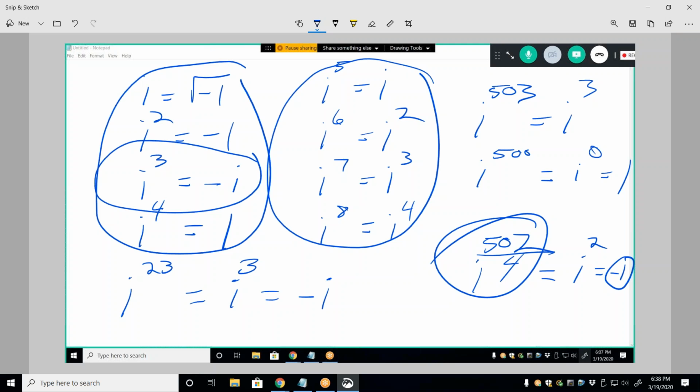Okay. All you really have to remember is this part right there. In other words, every I to the power of something will be replaced by what I have in red. It'll either be I squared, I cubed, or I to the 4th. Okay.